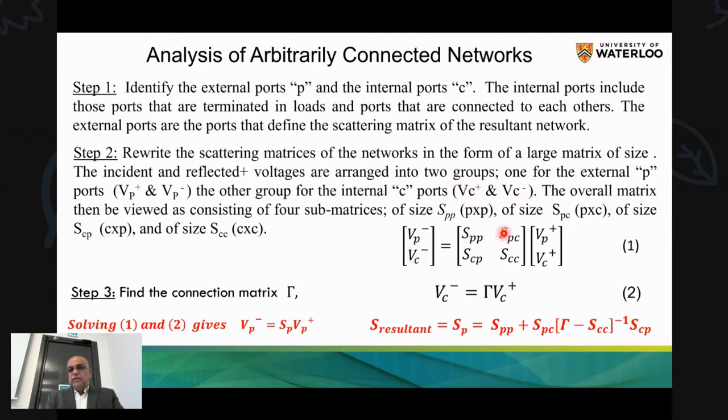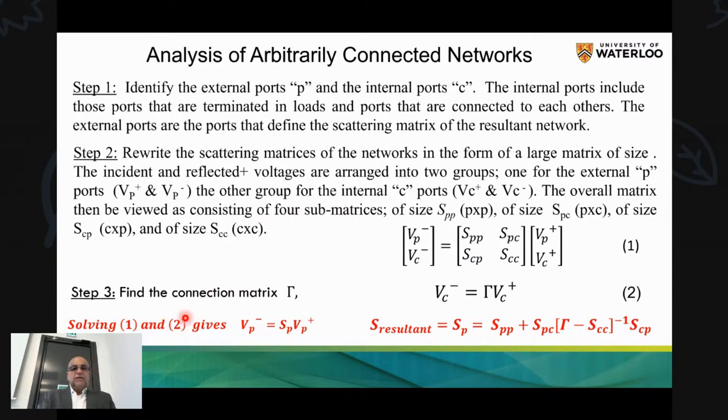In other words, you define the matrix, but SPP here is a submatrix. By the way, we'll get a numerical example to explain that clearly. So you define the SPP submatrix, and SPC a submatrix, and the elements of them come from the elements of the submatrices of the individual networks. So this is step number two: you write the equations that way, rearranging the equations, as we'll see.